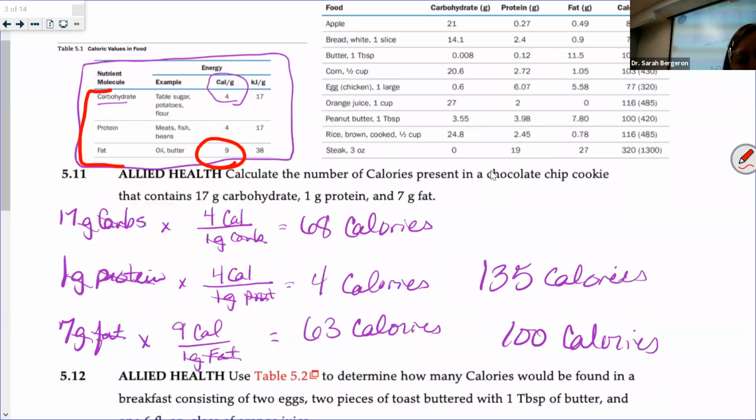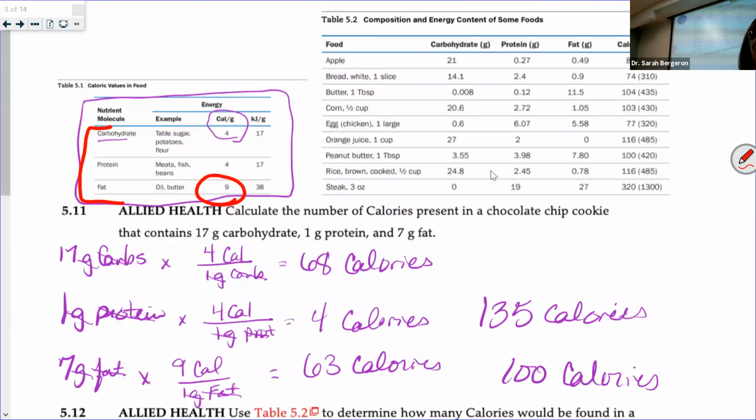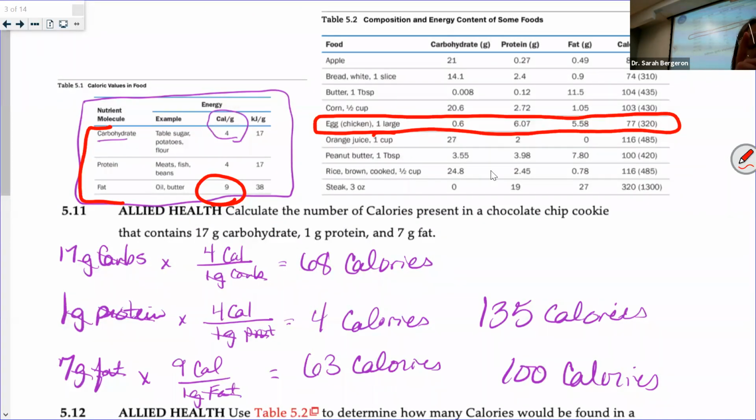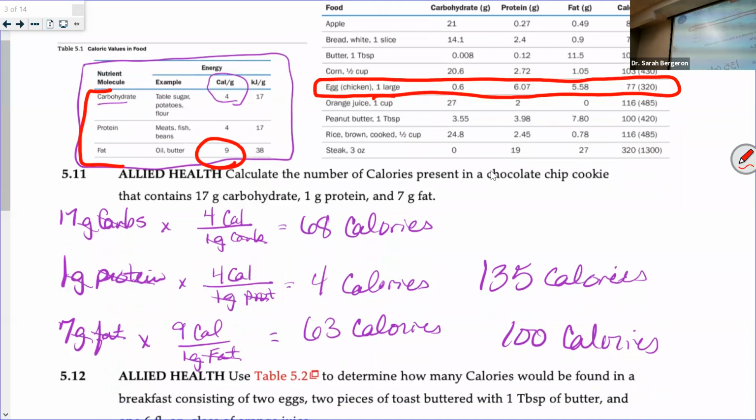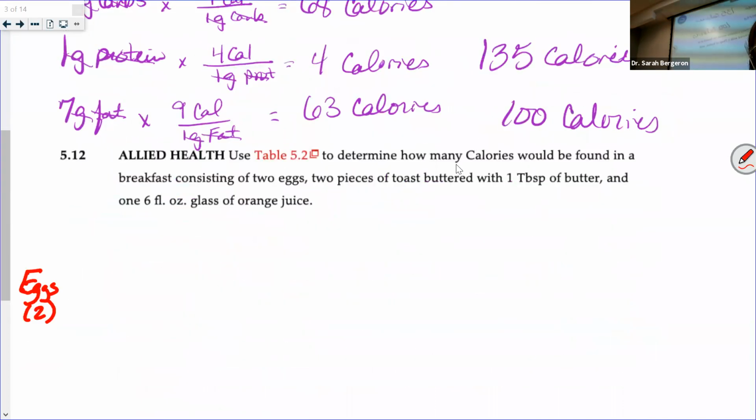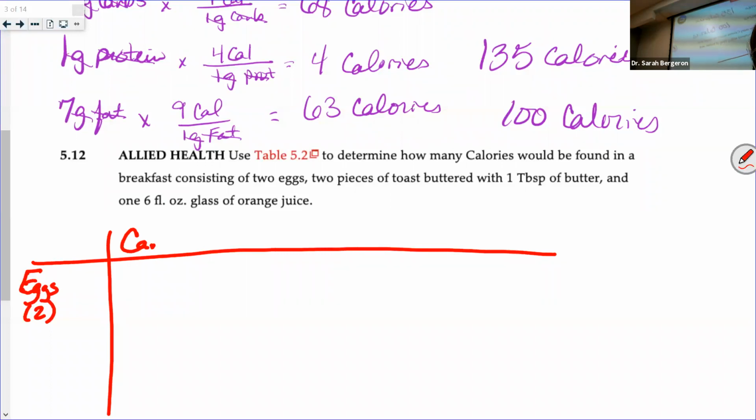Okay, so we got 2 eggs. We got to come up here and find eggs. All of my numbers are for 2, but all of the numbers in the table are for 1. I need it for 2. So I'm going to look at my carbs, my protein, and my fat. Y'all are going to have to help me so I don't have to scroll back and forth. I want to do each of my foods, and then carbs, then protein, then fat.